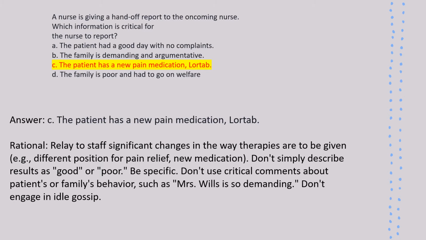Answer: C. The patient has a new pain medication, Lortab. Rationale: Relate to staff significant changes in the way therapies are to be given, for example, a different position for pain relief, or a new medication. Don't simply describe results as good or poor. Be specific. Don't use critical comments about patients or families' behavior, such as "Mrs. Wills is so demanding." Don't engage in idle gossip.